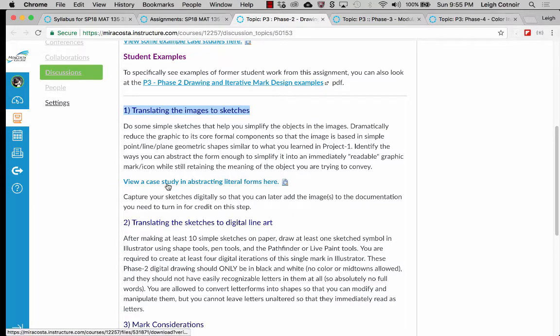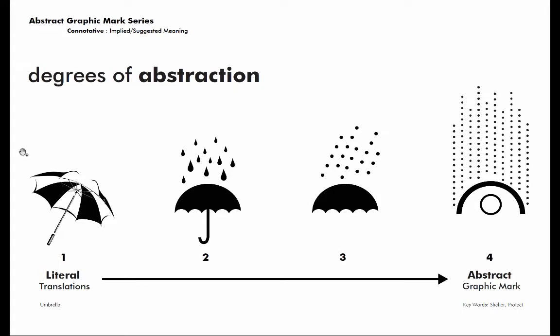And so let's look at a case study here in abstracting literal forms. Okay, so you can see in this example, this degrees of abstraction thing, right? We've got something that might look like a real umbrella, and this might be similar to your sketch. Your sketch might be more abstracted, it depends. But let's just say you start with something that looks like a real umbrella. You might want to think about how you can get from point A to point Z with your abstraction, so that you see this second step, it's even more abstracted, right? So that it becomes just a flat graphic with just the black raindrops and the umbrella, right? You can still tell that that's an umbrella.